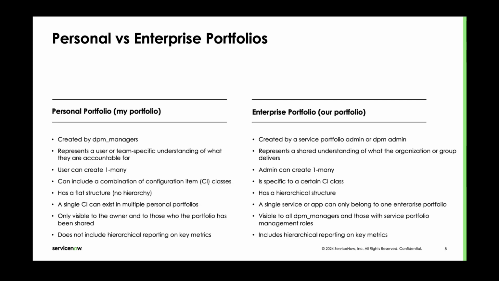So again, the three types that we support are service portfolios, business application portfolios, and application services. It is structured hierarchically, so you can see that kind of nested taxonomy breakdown, and a single service or app can only belong to one portfolio.